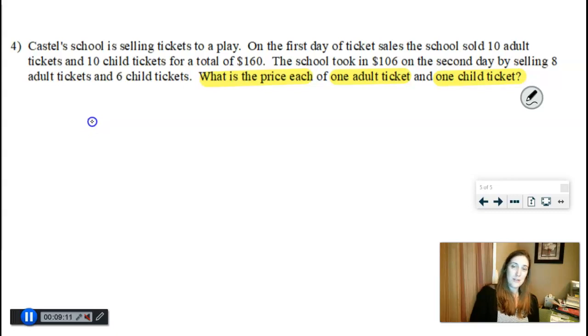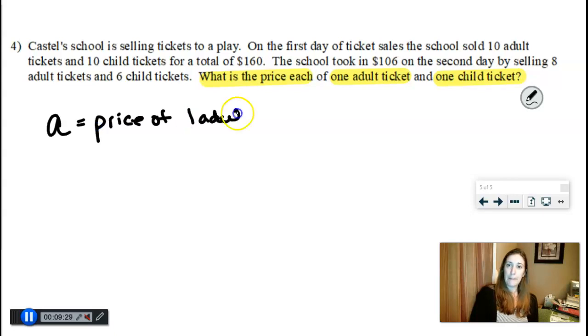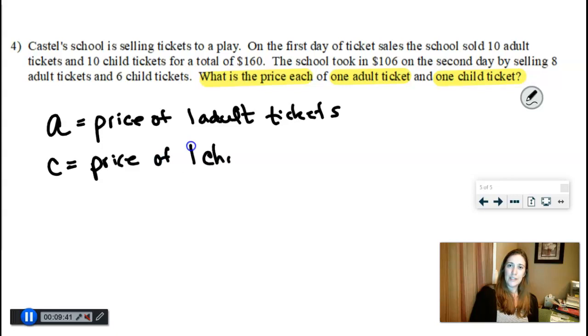So again, you can go back and use X's and Y's. You can use other variables. You can use little tiny pictures for all I care. I can't draw, so I'm going to use variables. I will use A to represent, remember this is price, so it is the price of 1 adult ticket. And then you guessed it, I'm going to use C for the price. You can say cost, but price of 1 child ticket.